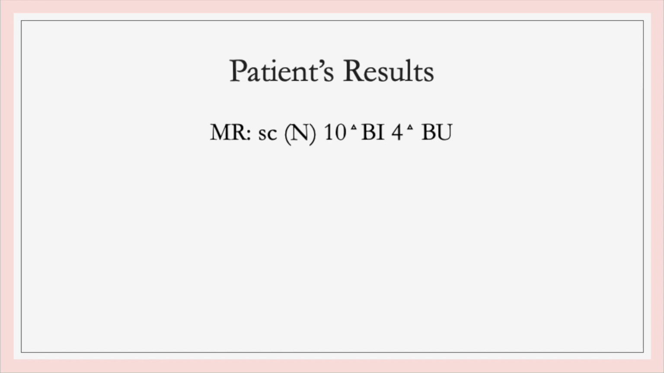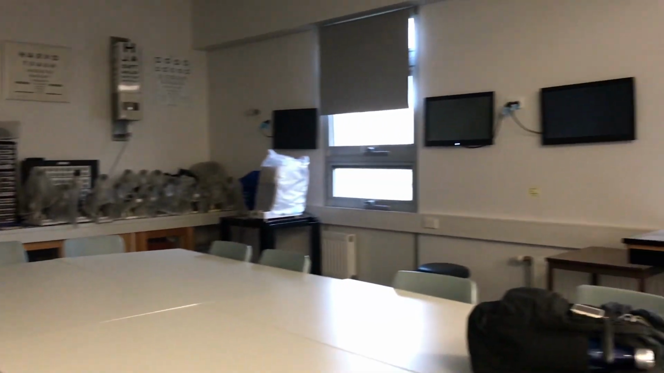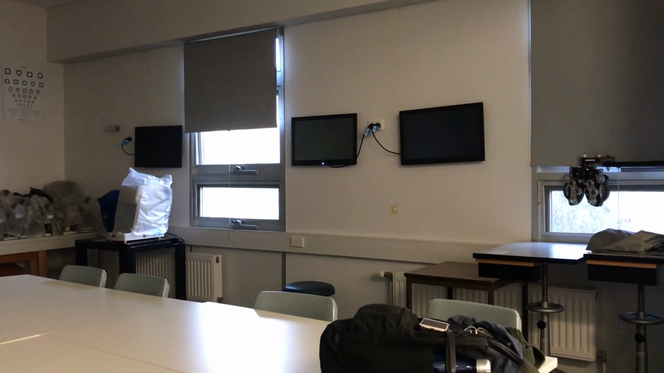Now let's have a look at the complete results. For the horizontal deviation that was measured first, the patient has an exodeviation of 10 prism diopters base in and a hypodeviation of 4 prism diopters base up. Now, so far, we have only demonstrated how to measure the deviation at near. This test can also be measured in the distance at 6 meters using a light source in the distance. The same exact instructions will be administered to the patient, however, this time a handheld light source is not required.